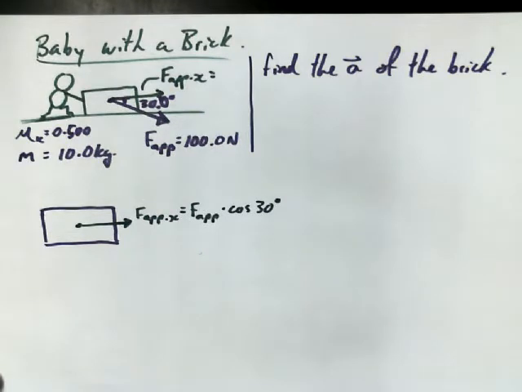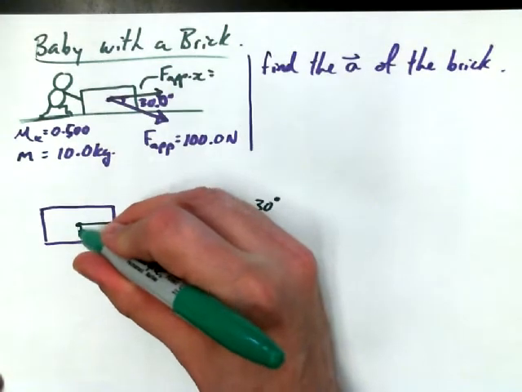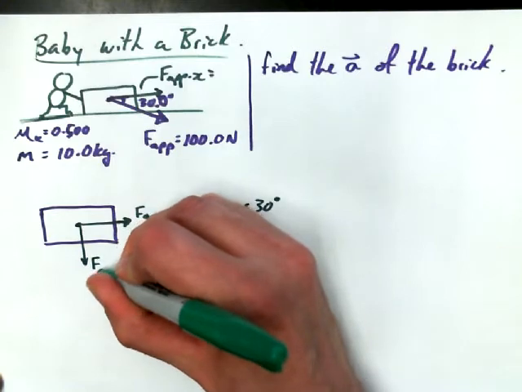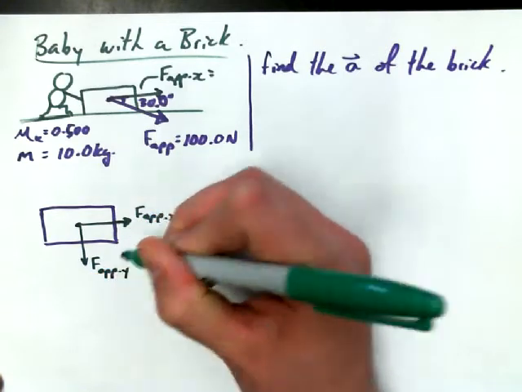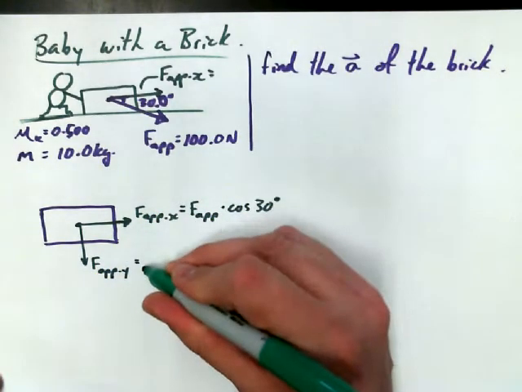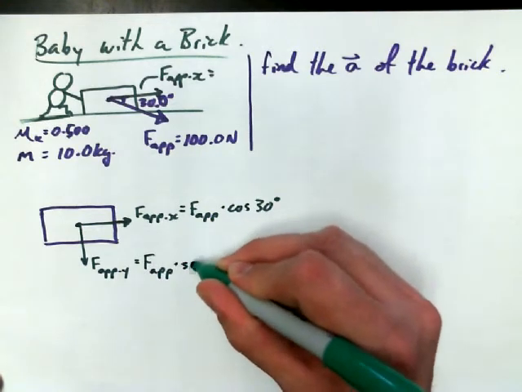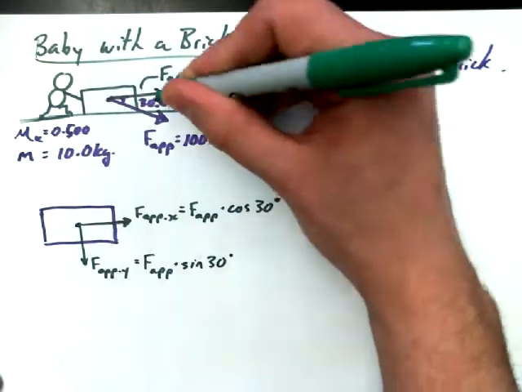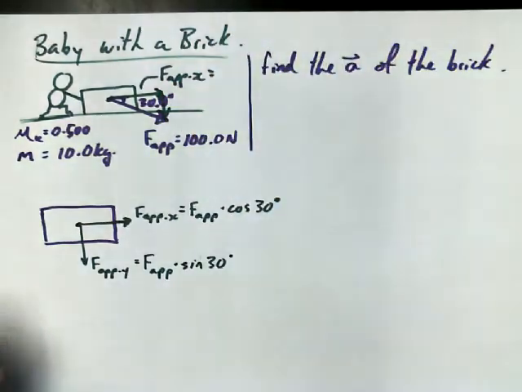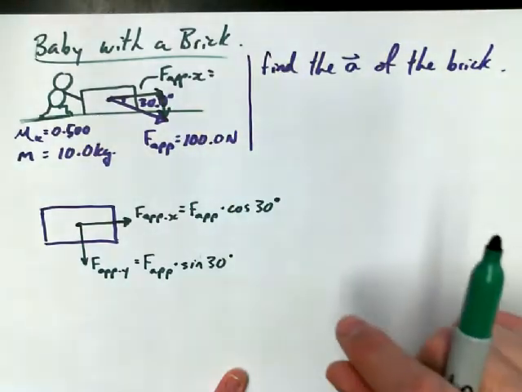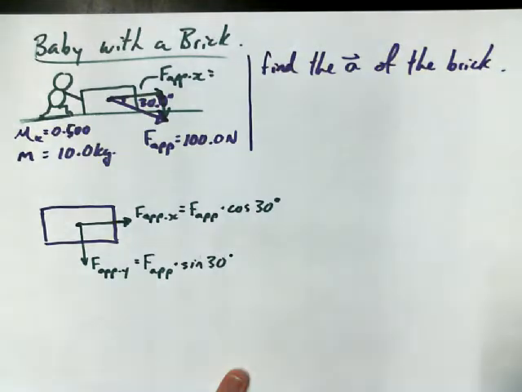And you said F applied y as well, right? So F applied y, FAPY, which always makes me smile, is F applied times the sine of 30 degrees. And again, that just comes from the right angle triangle that you could come up with in the illustration up here. But I never like to draw the triangles on the free body diagrams because we always just want to draw the x and y components of forces acting outward from the center of mass.